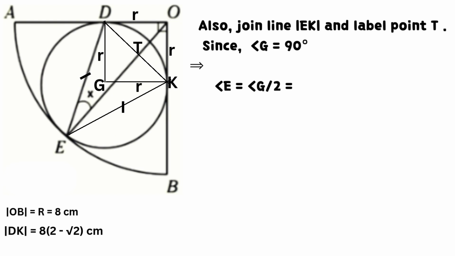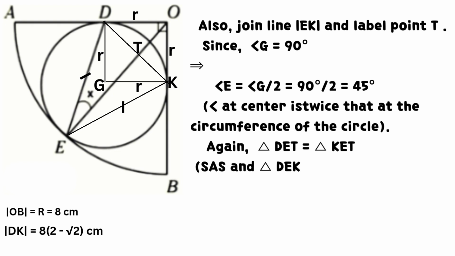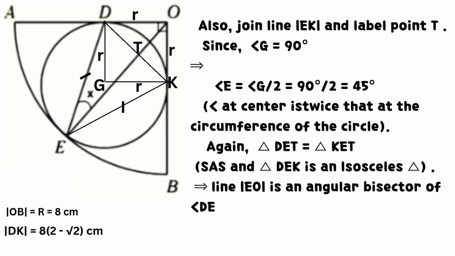Also, join line EK, and label point T. Since angle G equals 90 degrees, it signifies that angle DEK equals half of angle G, which equals half of 90 degrees. The result equals 45 degrees. It is because the angle at the center is twice that at the circumference of the circle. Again, triangle DET equals triangle KET, conditions are given in brackets. This implies that line EO is an angular bisector of angle DEK.